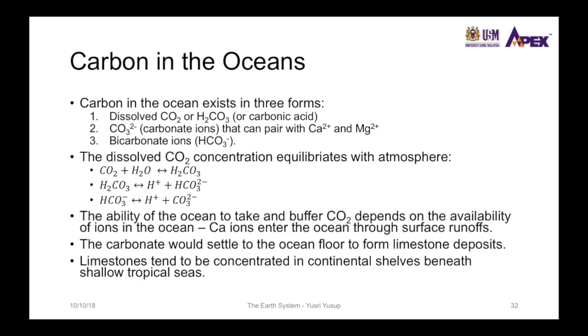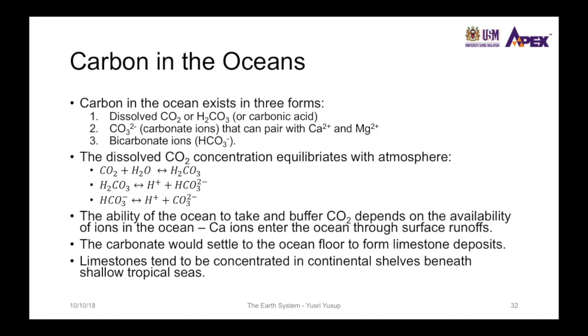The dissolved carbon dioxide concentration in the ocean equilibrates with the atmosphere through these three chemical equations. We have carbon dioxide that reacts with water, and this produces carbonic acid, and this reaction is reversible. And the carbonic acid would dissociate in water to form hydrogen ions and bicarbonate ions. And these bicarbonate ions would further dissociate to form the carbonate ion, CO3 2-. Now this one can combine with calcium and magnesium ions, which can form the limestone deposits and effectively store the carbon at the bottom of the ocean.